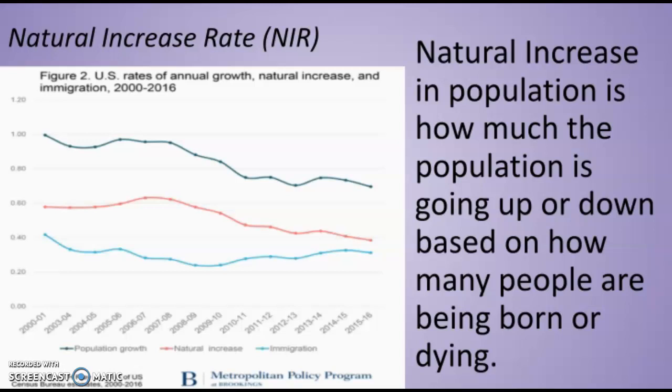But what this doesn't tell us is how many people are immigrating, coming into that country, and how many people are emigrating, leaving that country. So merely by knowing the natural increase rate, we're still not necessarily going to get an accurate idea of whether that population is growing or shrinking because it's not taking into account immigration.